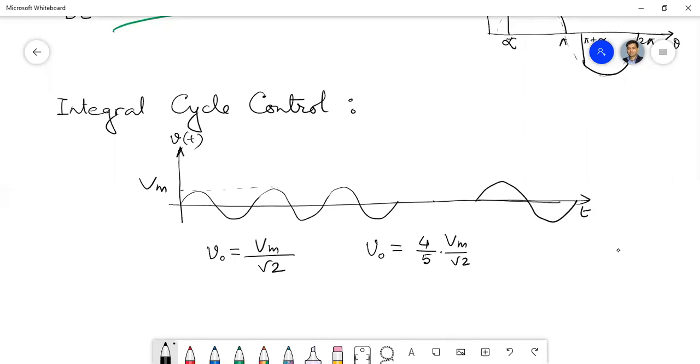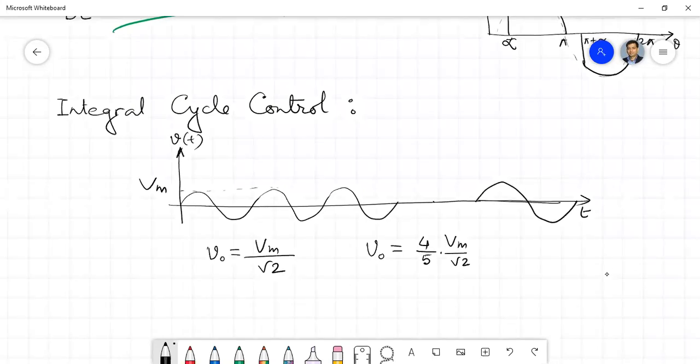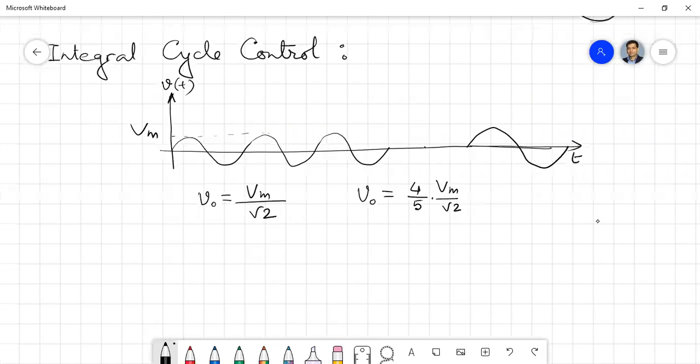Any transient variation you will not see in time at the output, because temperature processes are very slow compared to any electrical process. Therefore, we can make 1, 2, 3 cycles continuously off. So this is called the integral cycle control. Have you understood this process? Yes. Any question?